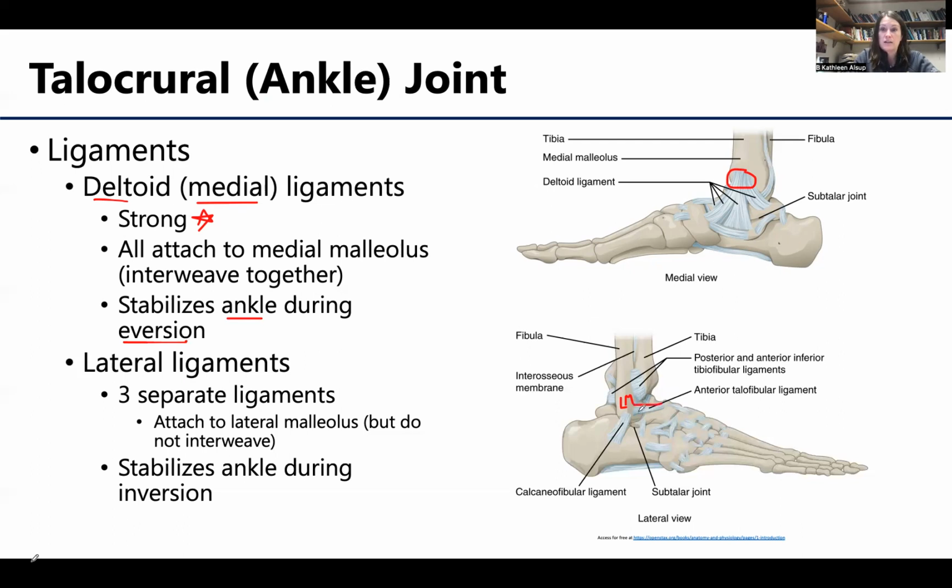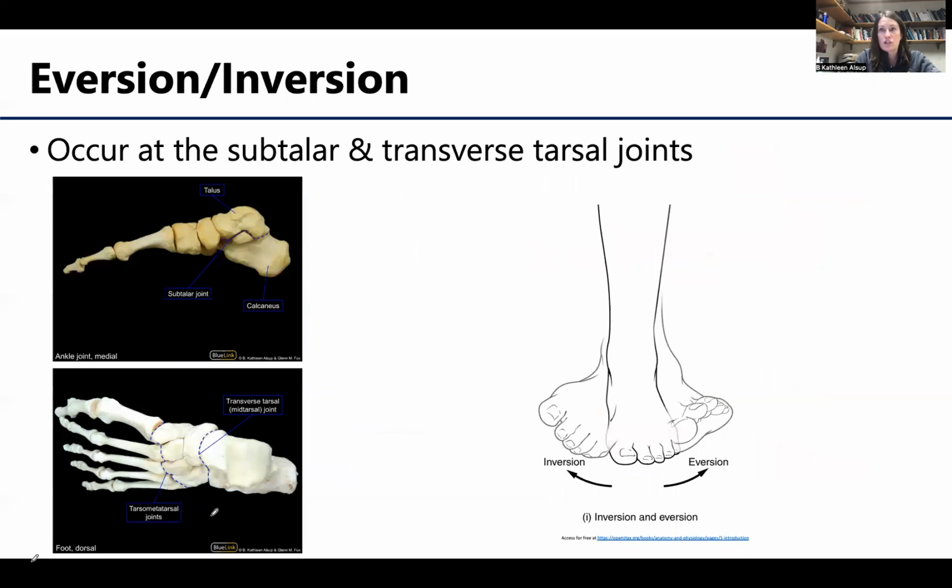In fact, the anterior talofibular ligament is one of the most commonly torn ligaments in the body. And these ligaments not only protect the lateral side of the ankle joint, but they will stabilize the ankle during inversion. So what is this eversion and inversion that I keep talking about?